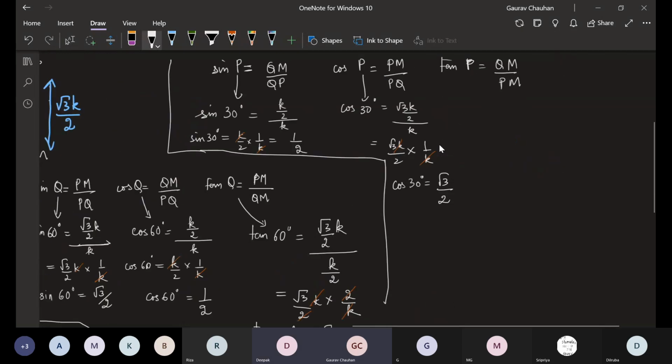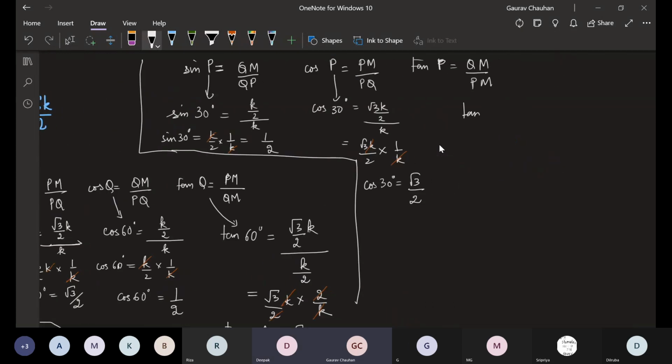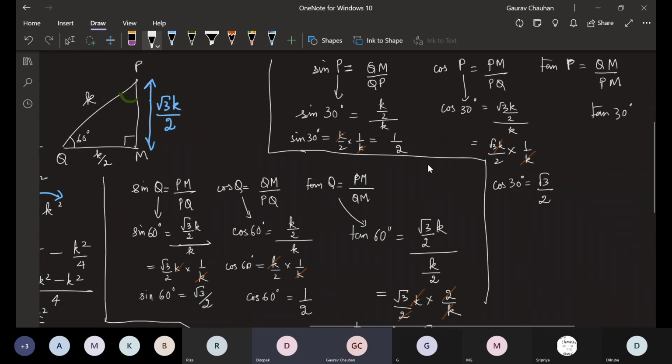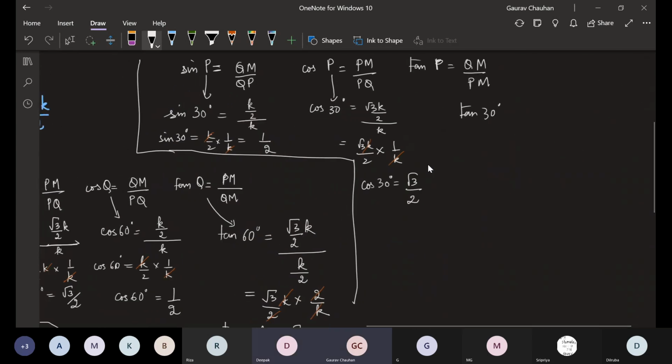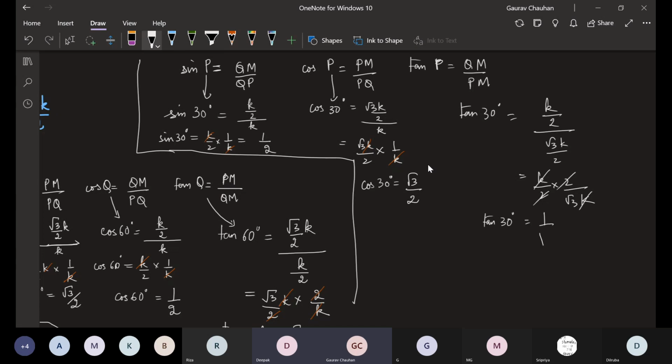Okay. Tan 30. Wait, let me check. QM is K by 2 and PM is? Root 3K by 2. Okay. Tell me what happens. K by 2 into 2 by root 3 by K, sir. K and K will get cancelled and 2 and 2 also get cancelled. Tan 30 is equal to? 1 by root 3. Matches with your table? Yes, sir.